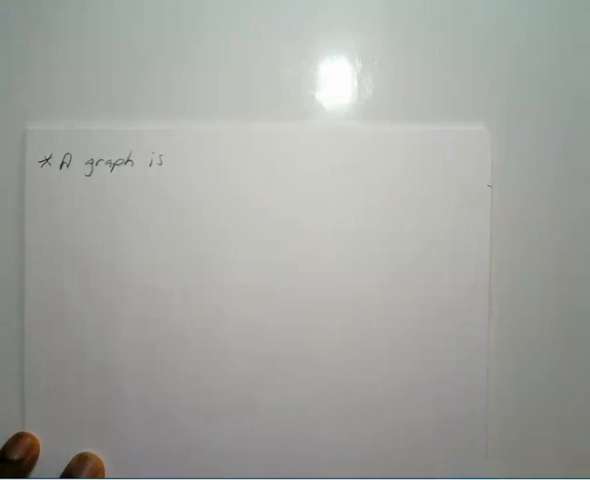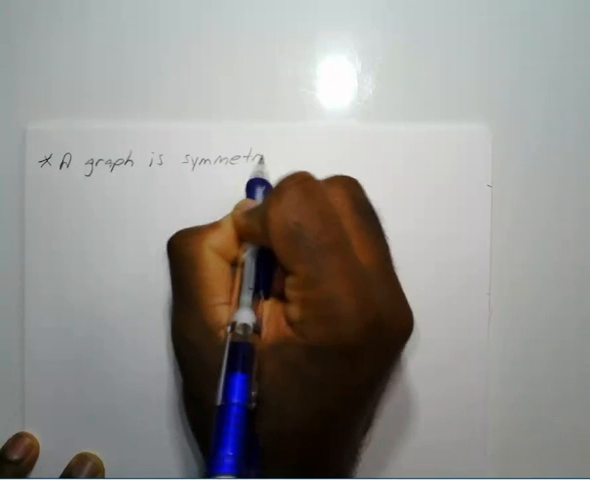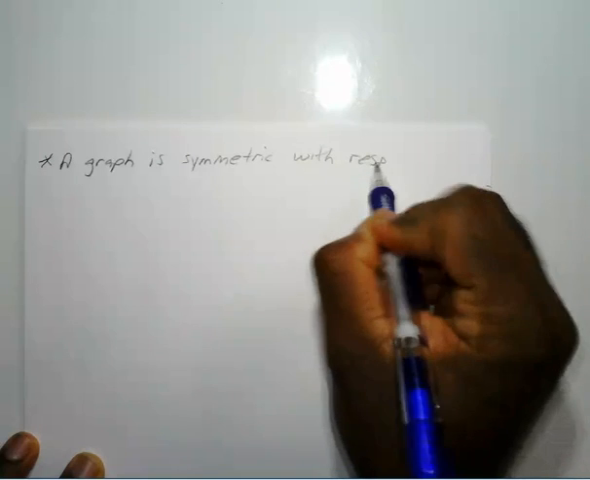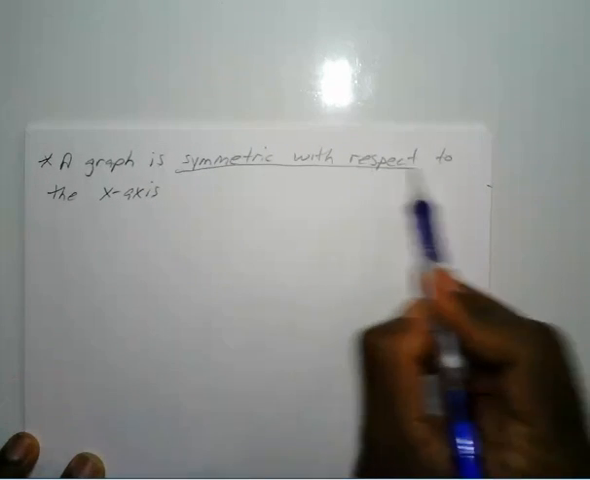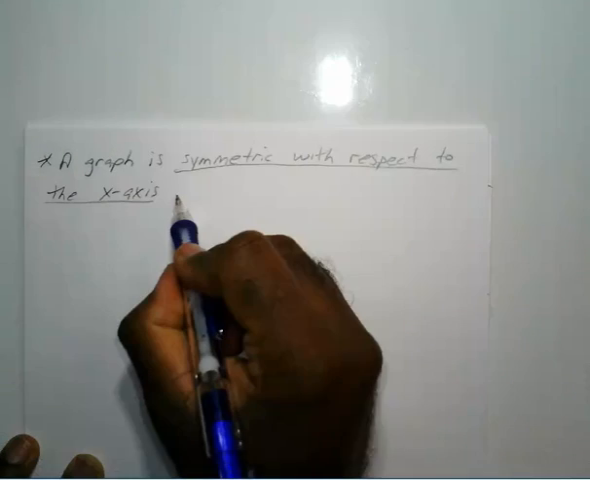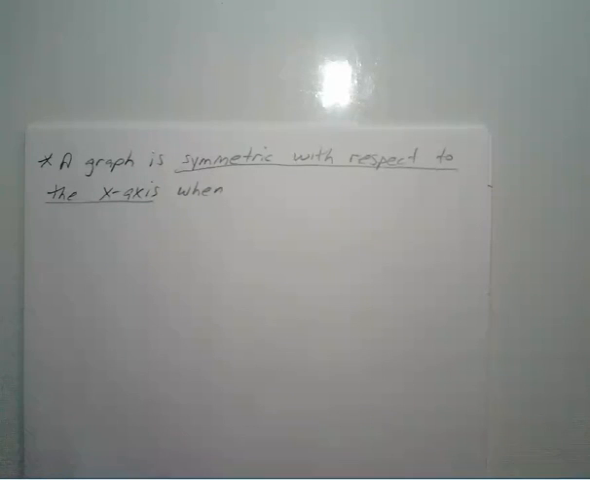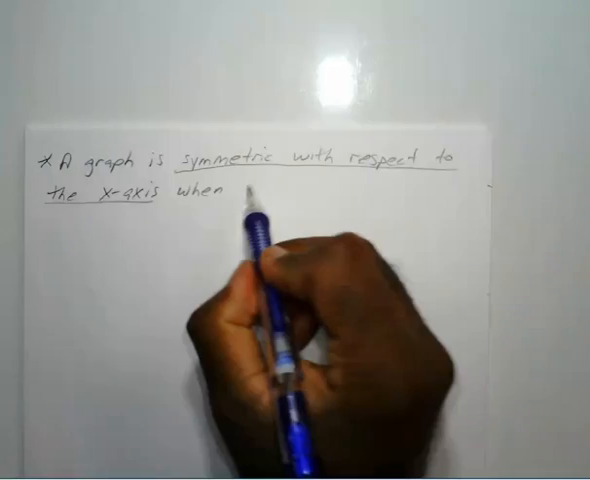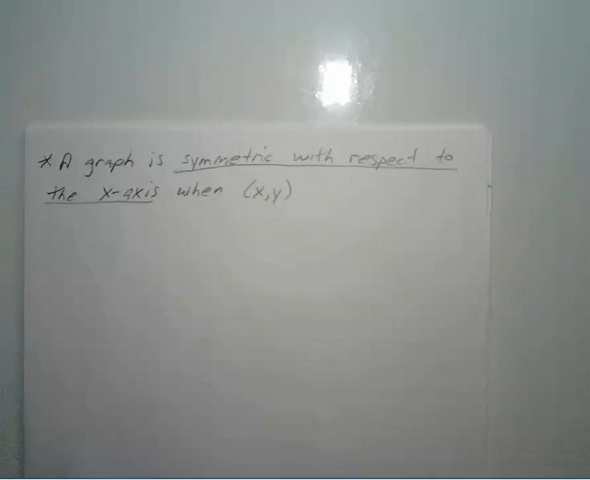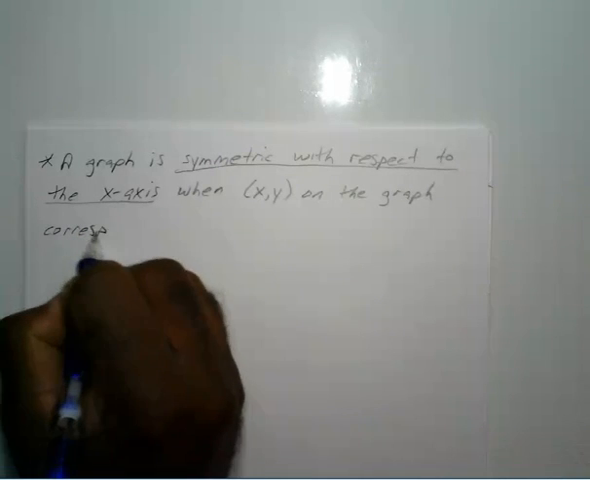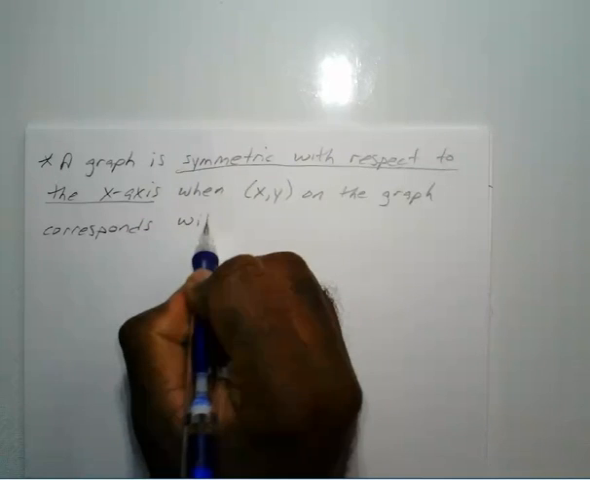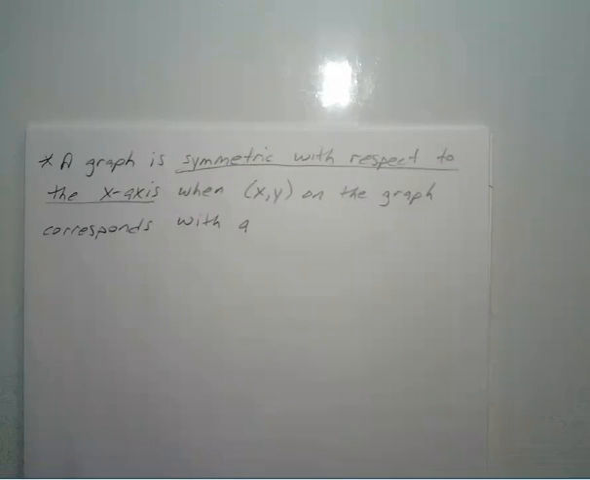That's a graph that's symmetric with respect to the x-axis. A graph is symmetric with respect to the x-axis, and underline that, when it's a little bit different: every point x comma y on the graph will correspond with, in this case, x comma negative y.